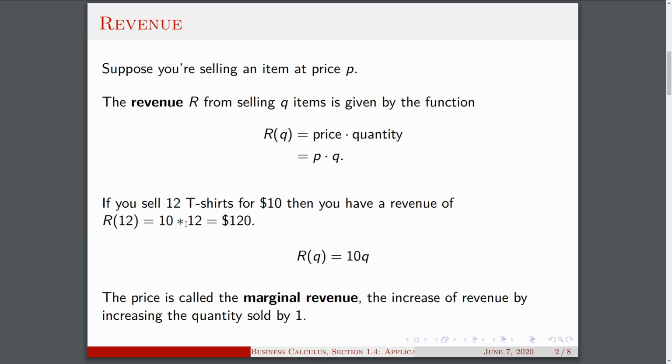So in this case, if we fix it at $10 a shirt, then our function is going to be 10 times Q. It's a linear function. The slope is 10. That slope is called the marginal revenue. That is the amount that revenue increases by as we increase Q by 1. That's how we define slope, right? The amount y changes as we change x by 1. So that is the marginal revenue. Keep that in mind.